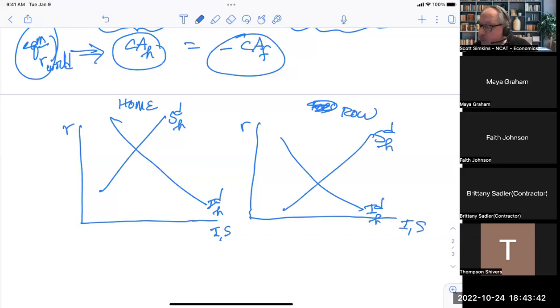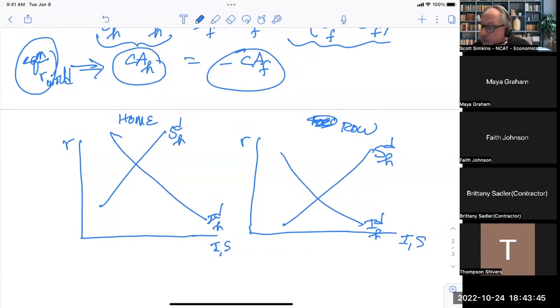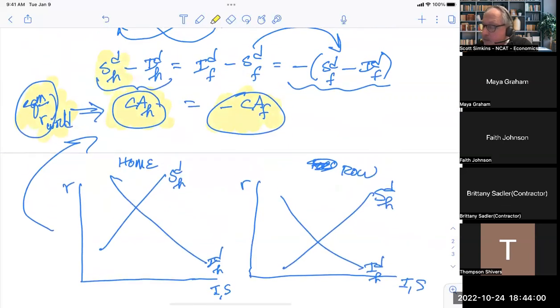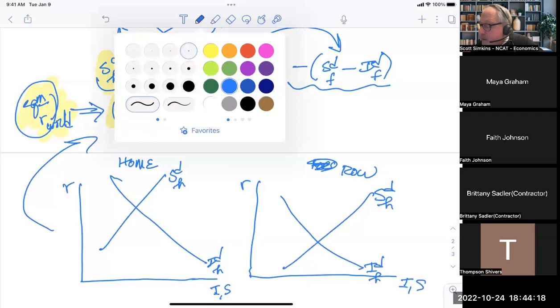So how do we find equilibrium? There's that equilibrium condition right up above, right? It's right there. So we're finding the real interest rate such that this equals this, but the opposite, right? I minus S versus S minus I. So that's the question. That's our quest. At what interest rate is that going to occur?